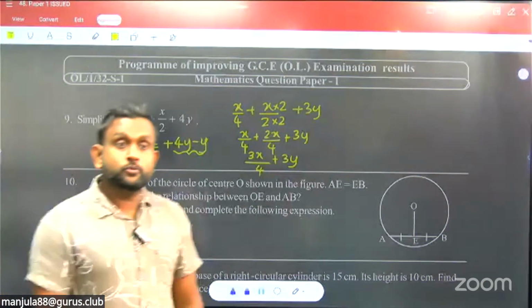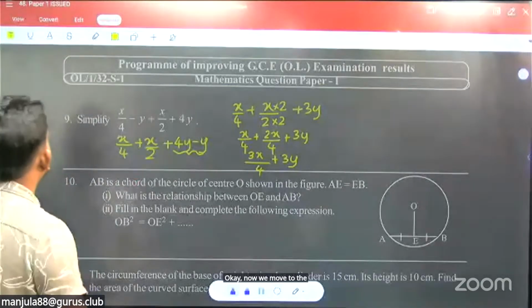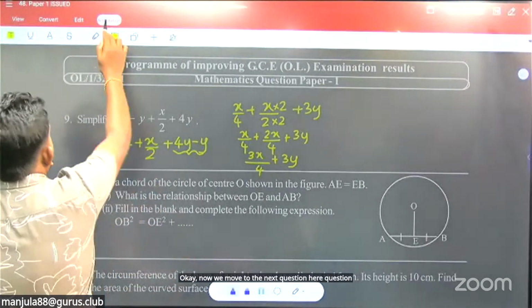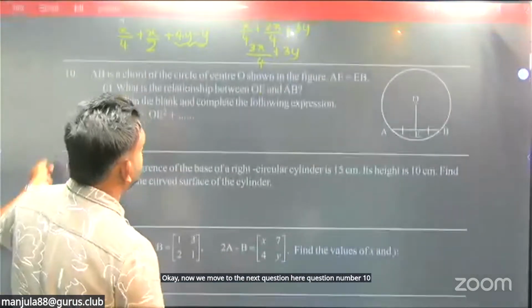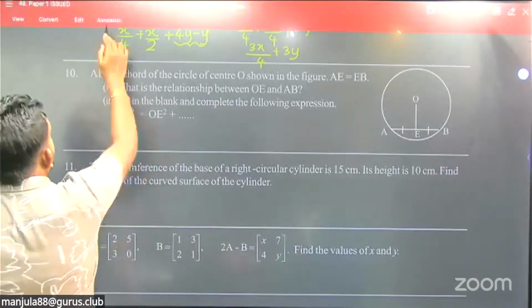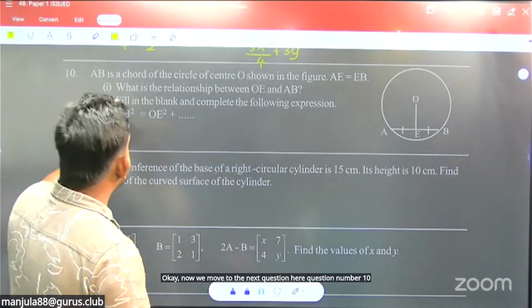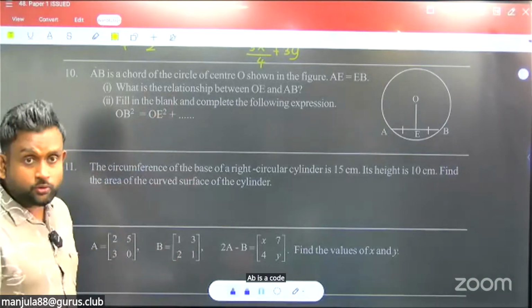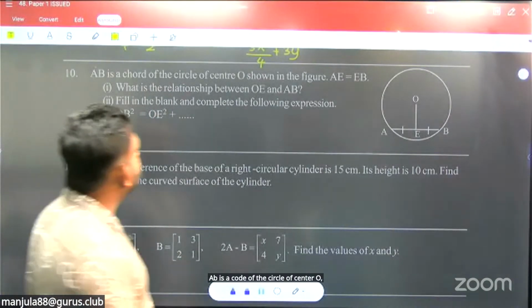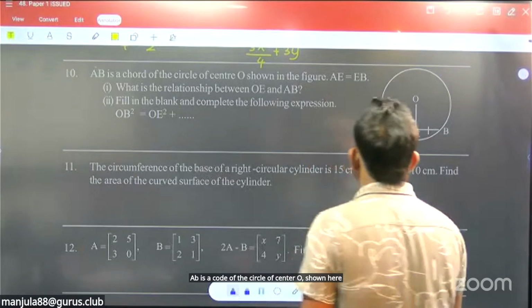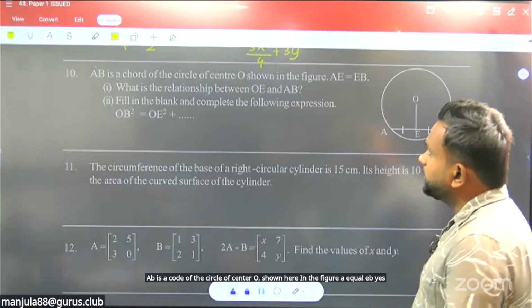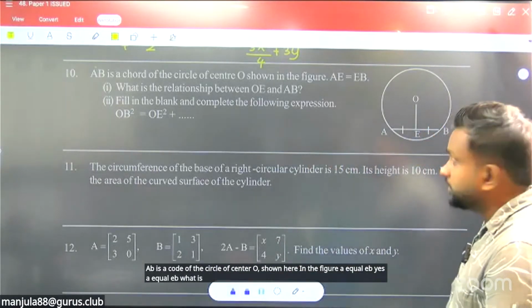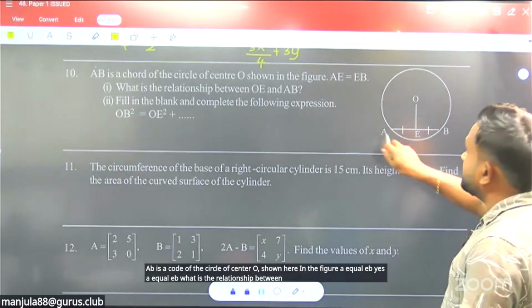Okay, now we move to the next question, question number 10. AB is a chord of the circle with center O shown here in the figure, and AE equals EB. What is the relationship between OE and AB?